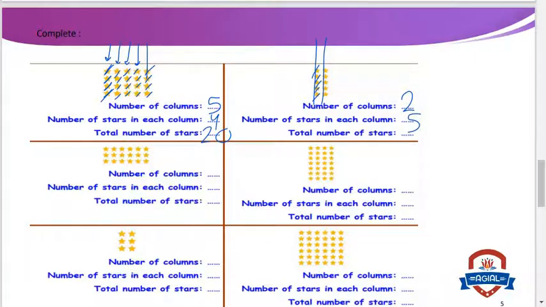5. And in here 5. So the total number is 5 plus 5, because we have 2 columns. Super. 5 plus 5 equals 10. Is this easy?